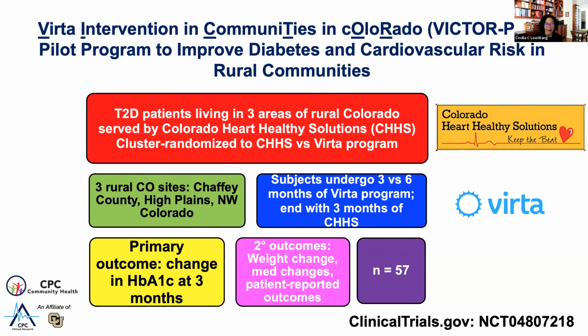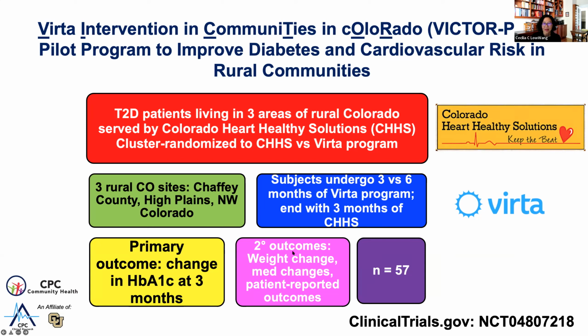Subjects then undergo 3 or 6 months of the Virta program, but then they end with 3 months of CHHS. The primary outcome we're looking at in the middle, at 3 months, is the change in A1C. The reason for this is that even though we've got other secondary outcomes looking at the rest of the trial, we really wanted some preliminary data to start thinking about a larger trial.